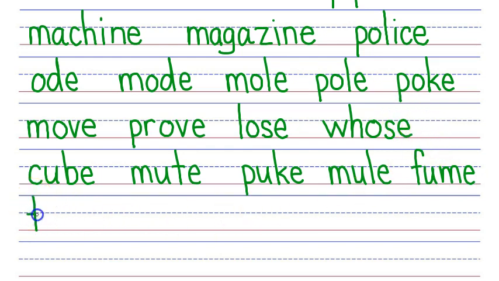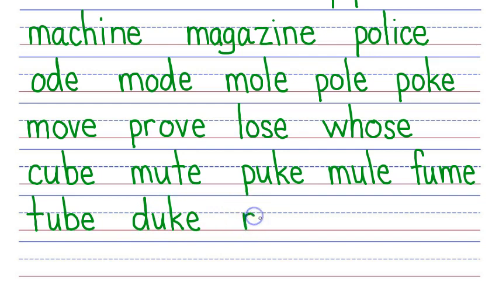We have a T that says T, a U that needs to make the long double O sound, oo, and a B that says B, with a silent final E to make the U make a long sound. T, oo, B, tube. Next word, duke. We have a D that says D, a U that needs to make the long double O sound, oo, a K that says K, and a silent final E to make the U make a long sound. D, oo, K, duke. Next word, rule.